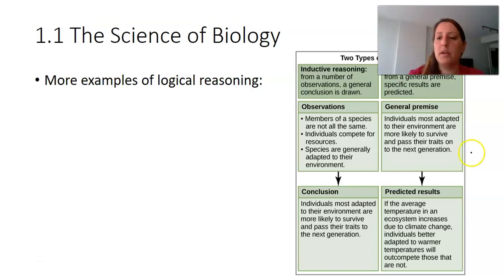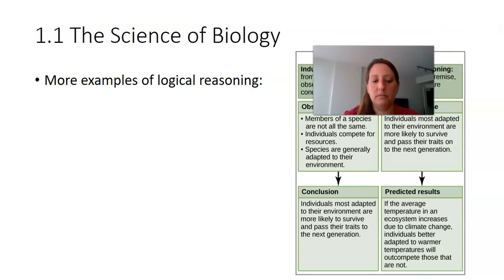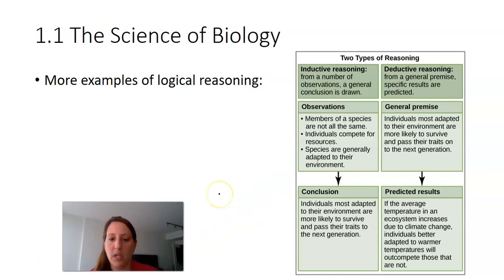Okay, here's some more examples from your textbook. And again, I'll move my camera image here. So again, this is right from your textbook. It gives the definition for both inductive and deductive reasoning, and it gives you examples of both. So here's an example of inductive reasoning. We got a bunch of observations, right? Members of the same species are not all the same. Individuals compete for natural resources. Species generally adapt to their environment.